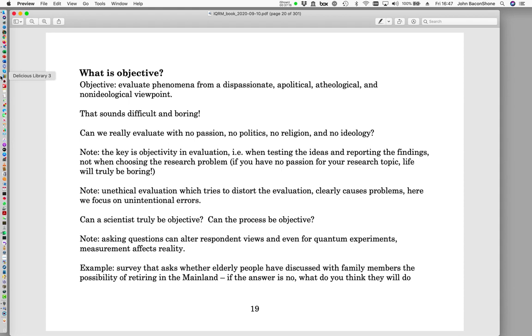Now, I want to make a clear distinction here between ethical and unethical evaluation. Unethical evaluation is evaluation which tries to distort the evaluation for whatever reason. Some people distort the evaluation because they are in a hurry. They don't want to make the effort, or sometimes they distort it because they're not honest.